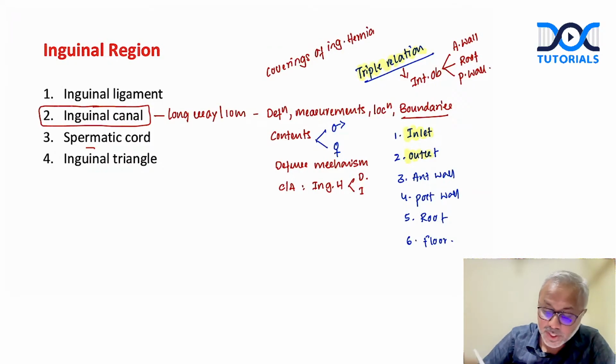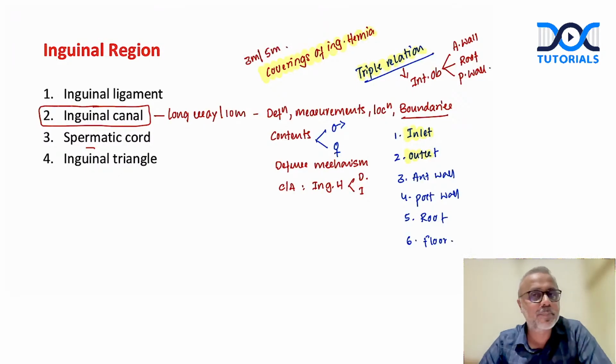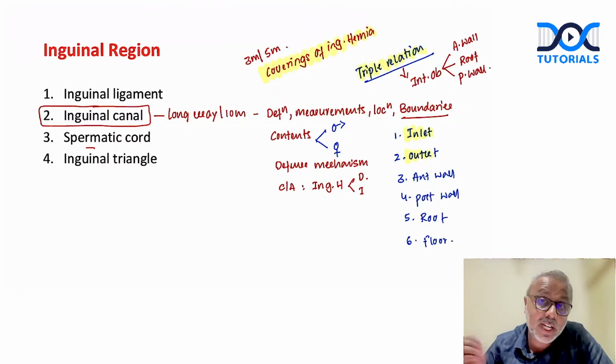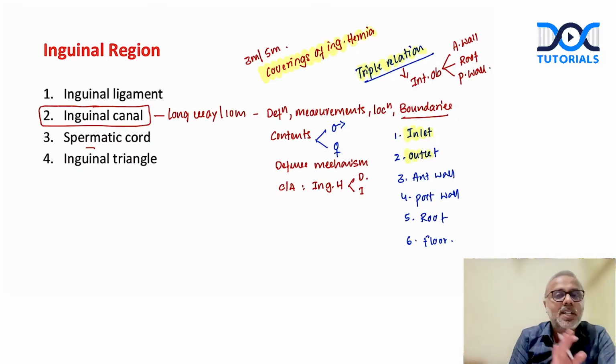How do you differentiate between the direct and indirect inguinal hernia based on the coverings? This could be an important 3-marker or a 5-marker question. They will not ask you how to differentiate between direct and indirect inguinal hernia, right? The question would more likely be on how to differentiate indirect and direct inguinal hernia based on the coverings of the hernial sac, right? So this is how you should describe it if inguinal canal is asked. Done? Are we clear? Right.